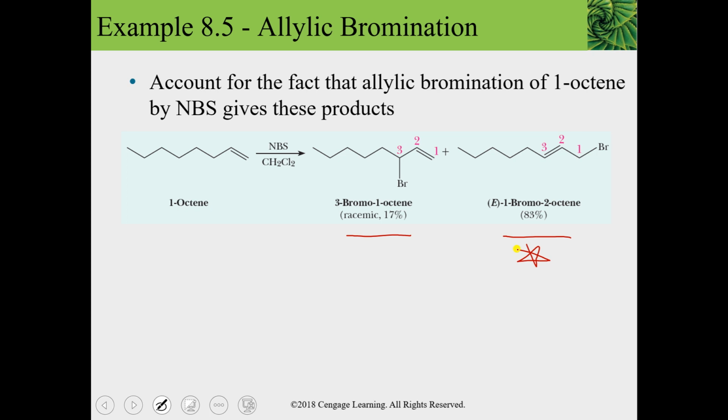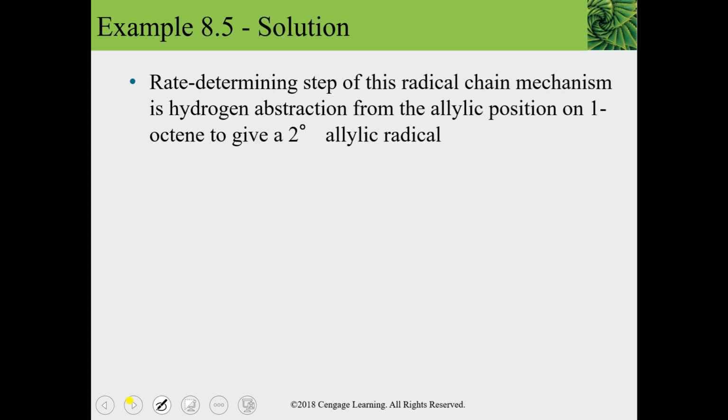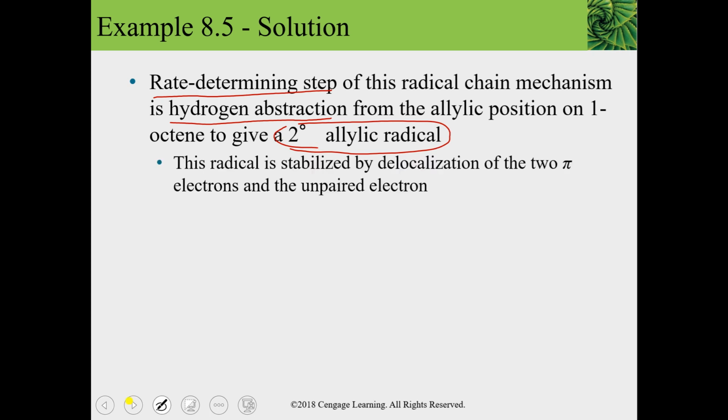Okay. Most of the reason with that has to do with size and reactivity. So let's take a look. Your rate determining step of this radical chain mechanism is the hydrogen being taken off the allylic carbon. Okay, so the rate determining step is the allylic hydrogen being removed from the allylic carbon. All right, and in 1-octene, that gives you a secondary allylic radical as opposed to a primary. So it's stabilized by the delocalization of the two pi bonds. Remember, we talked about the hybridization of the radical would be sp2, okay?